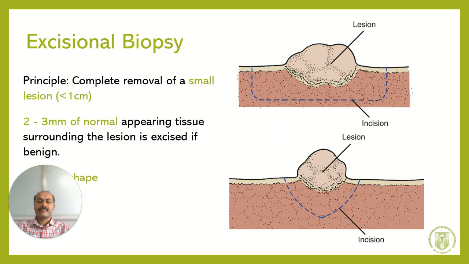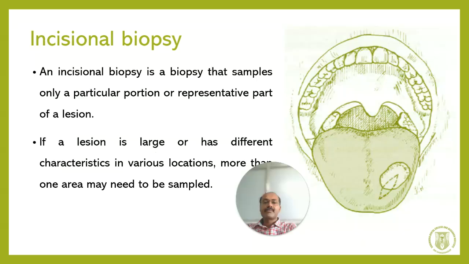So the basic principle here is to completely remove a small lesion which is usually less than 1 centimeter. Along with it, 2 to 3 millimeters of normal appearing tissue surrounding the lesion is excised. Usually the lesion is removed in an elliptical fashion.